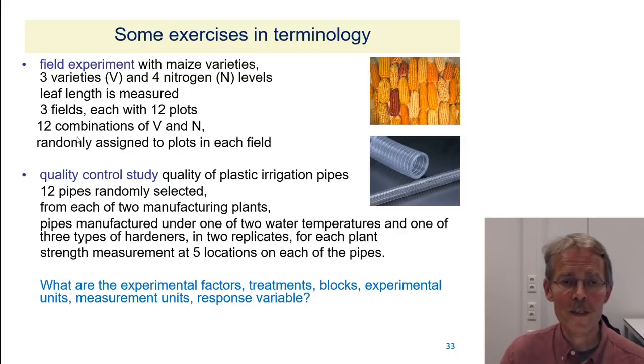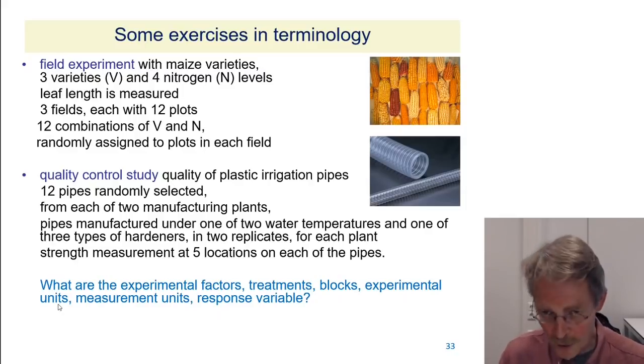Because quite carefully we have assigned all 12 treatments to the plots in each field. So what are the treatments? They are the combinations of varieties and nitrogen, 12 of them. So don't say that varieties are treatments or nitrogen are treatments. No, it's the combinations of them, 12. And these treatments have a factorial structure. They are a combination of a variety and a nitrogen level.